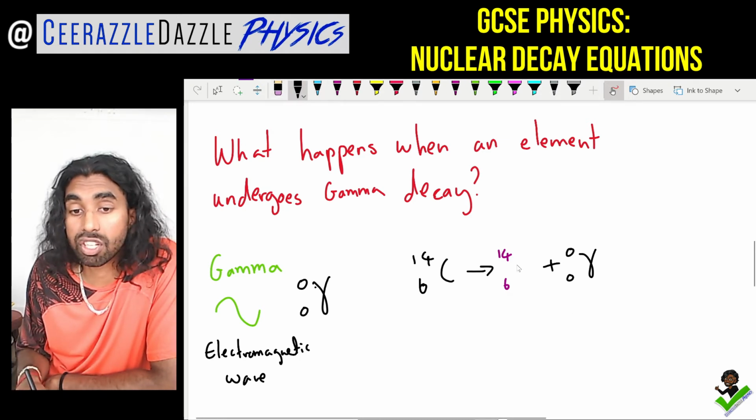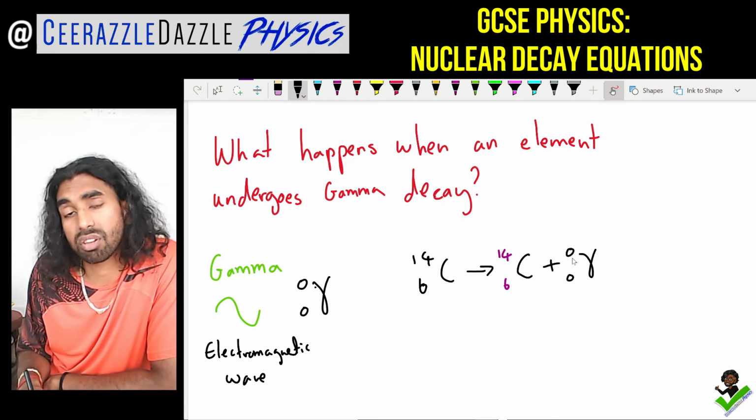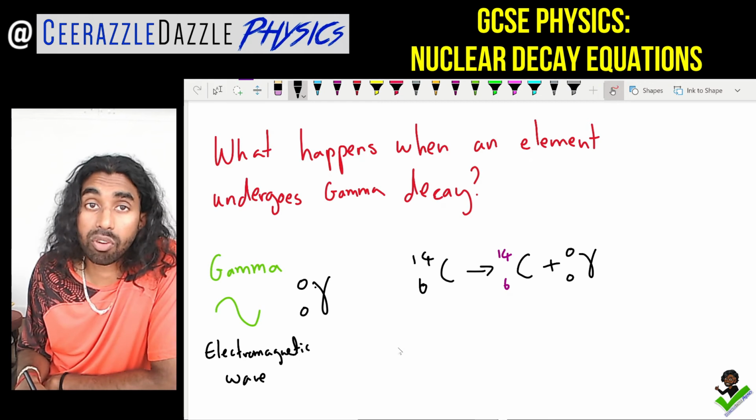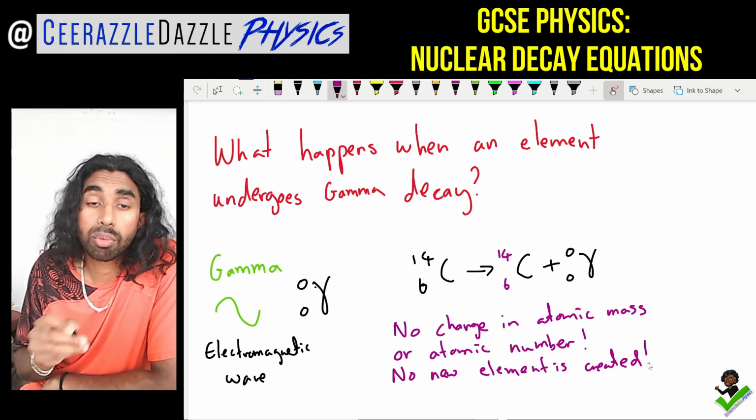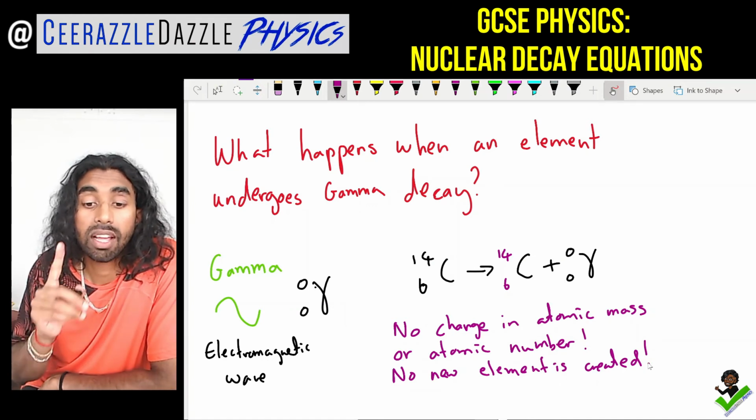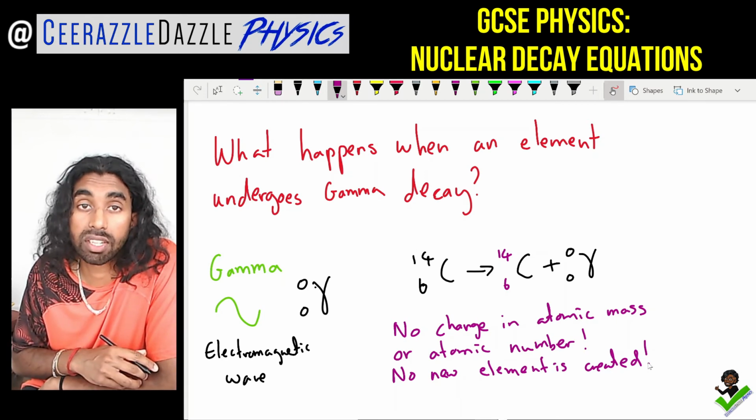It did not change element. It is still carbon 14, 6, because obviously the gamma is just a burst of radiation. So there is no change here for gamma radiation. There you go, guys. I've put it down at the bottom. There is no change in the atomic mass or the atomic number, and therefore there is no new element created, guys. There is no new element created.